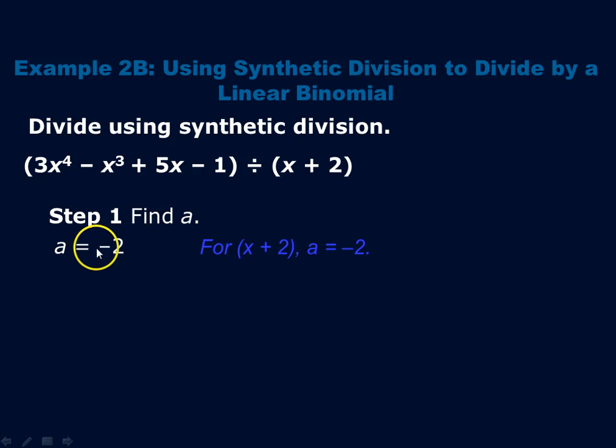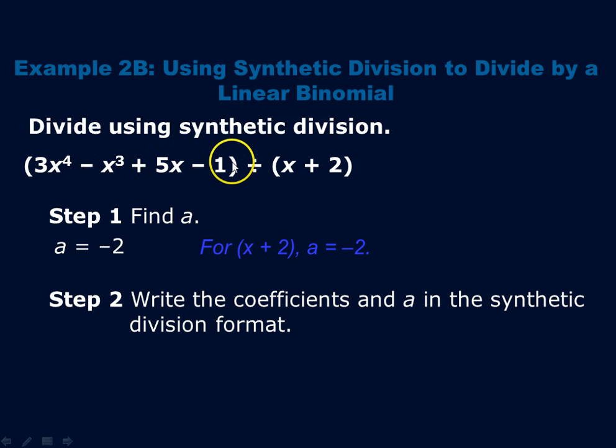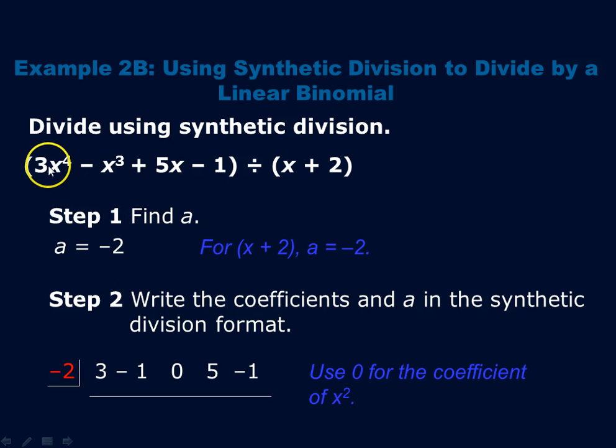We got that. Next step, we got to make sure that the dividend is in standard form, and we got to write the coefficients. So here we go. 3x to the fourth, a negative 1x cubed. There's no x squared, so we got to use a 0, a 5x, and a negative 1. We're going to write the negative 2 out beside it because that's our a.